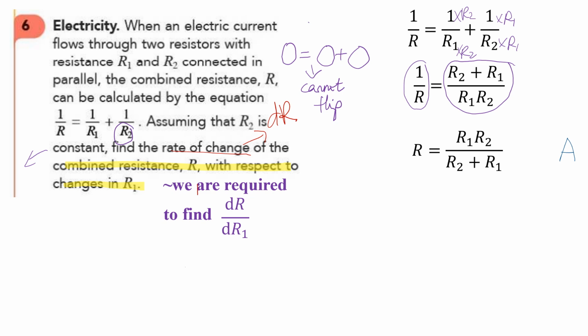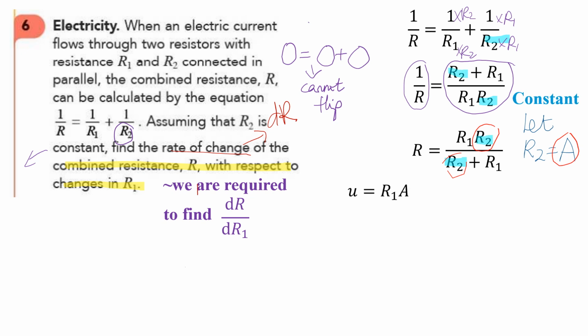To make life easier for us, because there are so many Rs, R1, R2, R, and your R2 is a constant, I'm just going to replace your R2 with a letter A. You can replace it with any other letter you want, B, C, D, whatever. Or don't replace it with X, you might get confused. Just replace it with a letter, and remember that your letter is a constant. So here we're going to use the quotient rule.